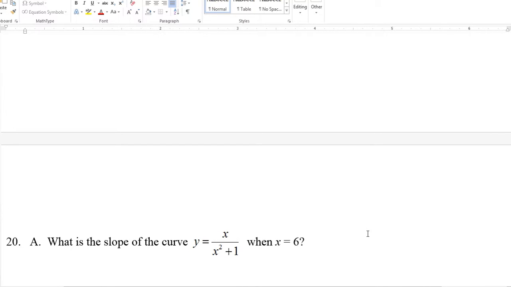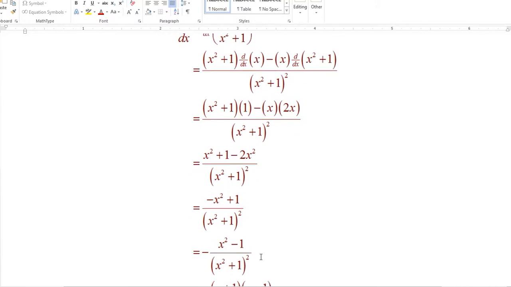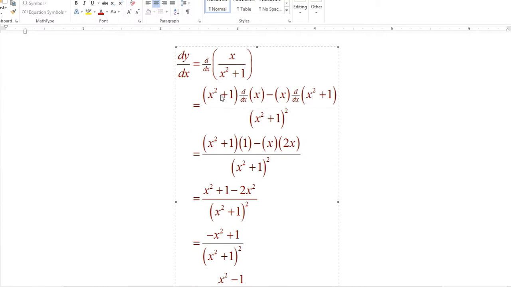All right, here's another quotient rule problem. What's the slope of the curve y equals x over x squared plus 1 when x equals 6? The slope of the curve at a particular point is the slope of the tangent line, which is the derivative. So we just want to find the derivative again. So again, it's the quotient rule. It's the bottom times the derivative of the top minus the top times the derivative of the bottom over the bottom squared. Derivative of x is 1. Derivative of x squared plus 1 is 2x.